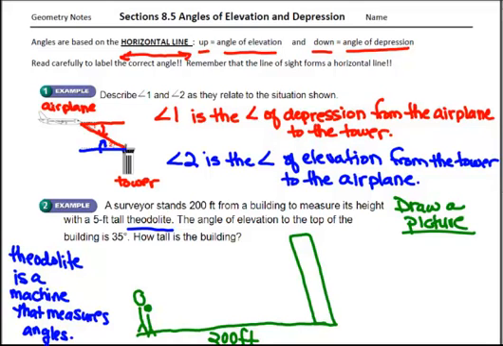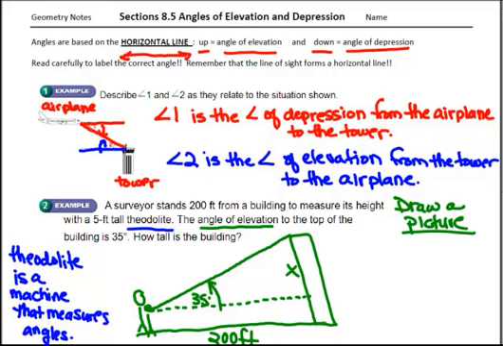And they tell you the angle of elevation, which means it has to go up. Now, where is the line of sight from the theodolite? So we're going to make a horizontal line of sight. And from this horizon, it measures the top of the building. Here's my angle of elevation going up to be 35 degrees. How tall is the building?